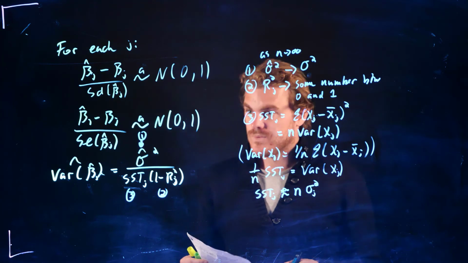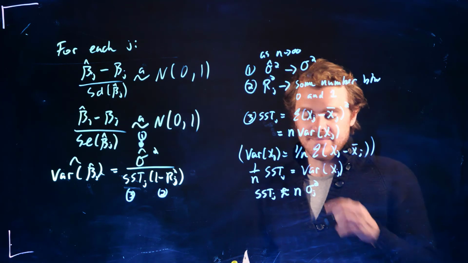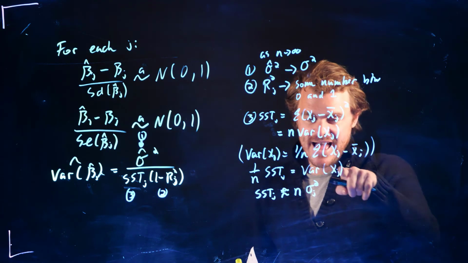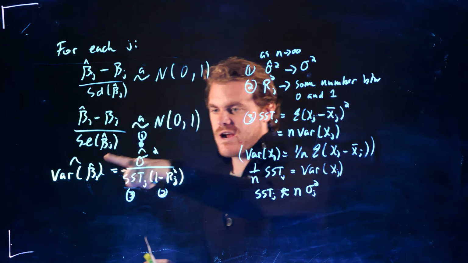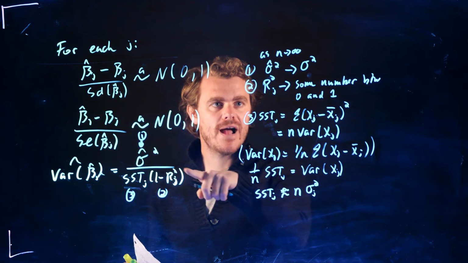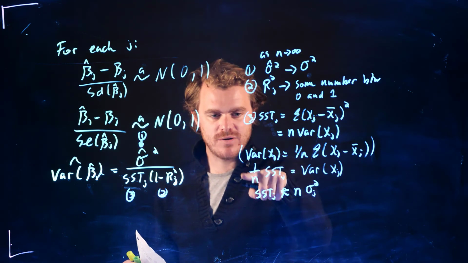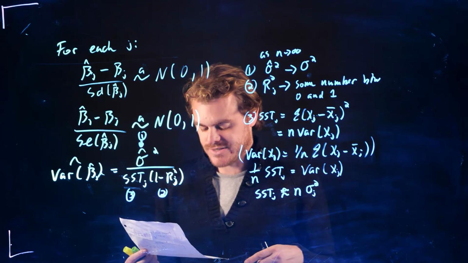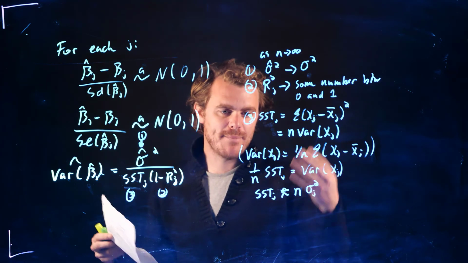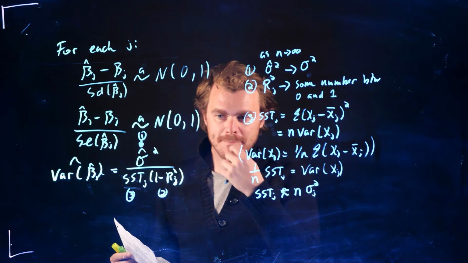And so what's happening here as well is that as the sample size increases, the variance is shrinking at a rate of 1 over n. So this is why a bigger sample is better.